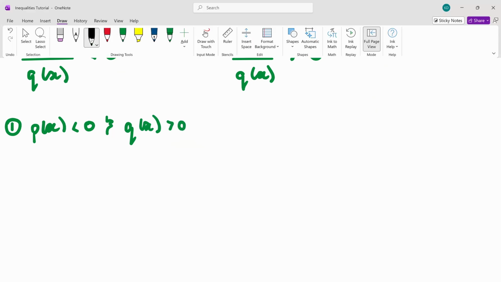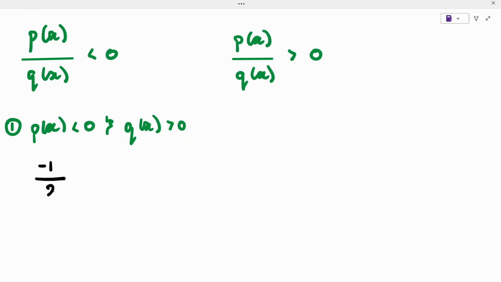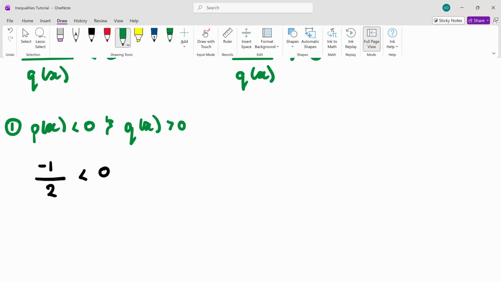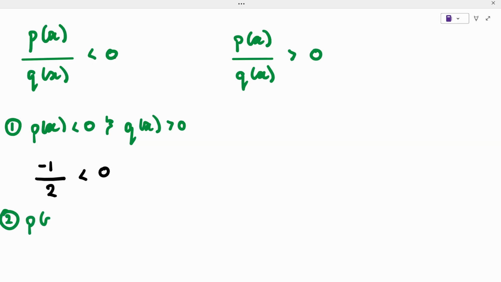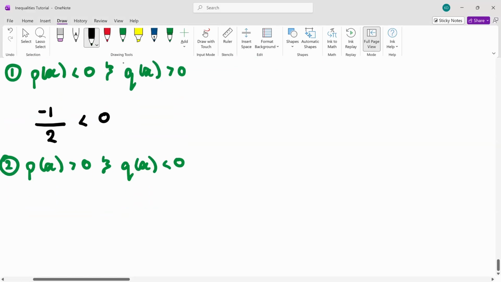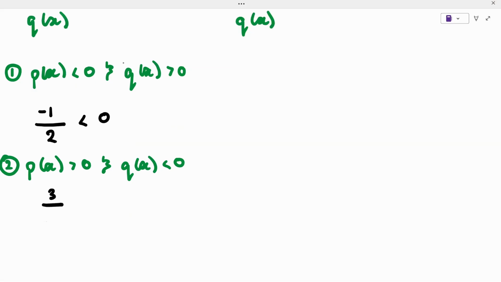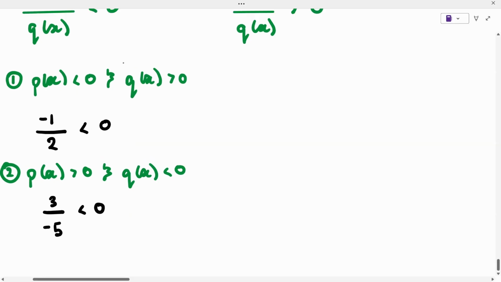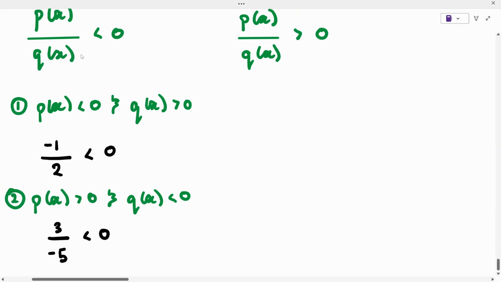Right, so I'll just use numbers as an example. Let's say the numerator is less than 0, so like minus 1, and the denominator is greater than 0, so 2. This number here, minus 1/2, is less than 0. Right? What is the second way? The second way is if p of x is greater than 0 and q of x is less than 0. So for example, let's say we had 3 divided by minus 5. Minus 3/5 is, of course, less than 0. So that is how this expression could be less than 0.